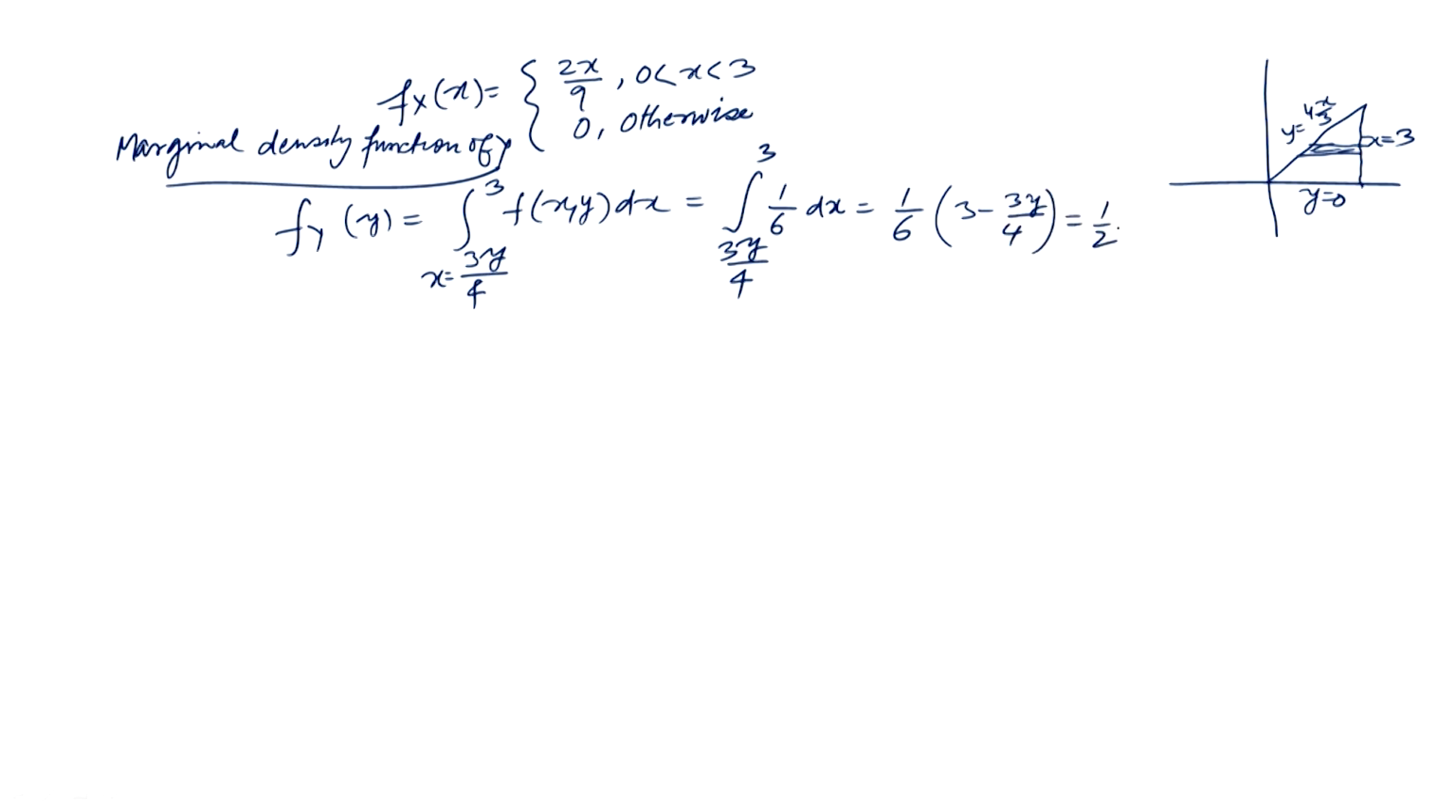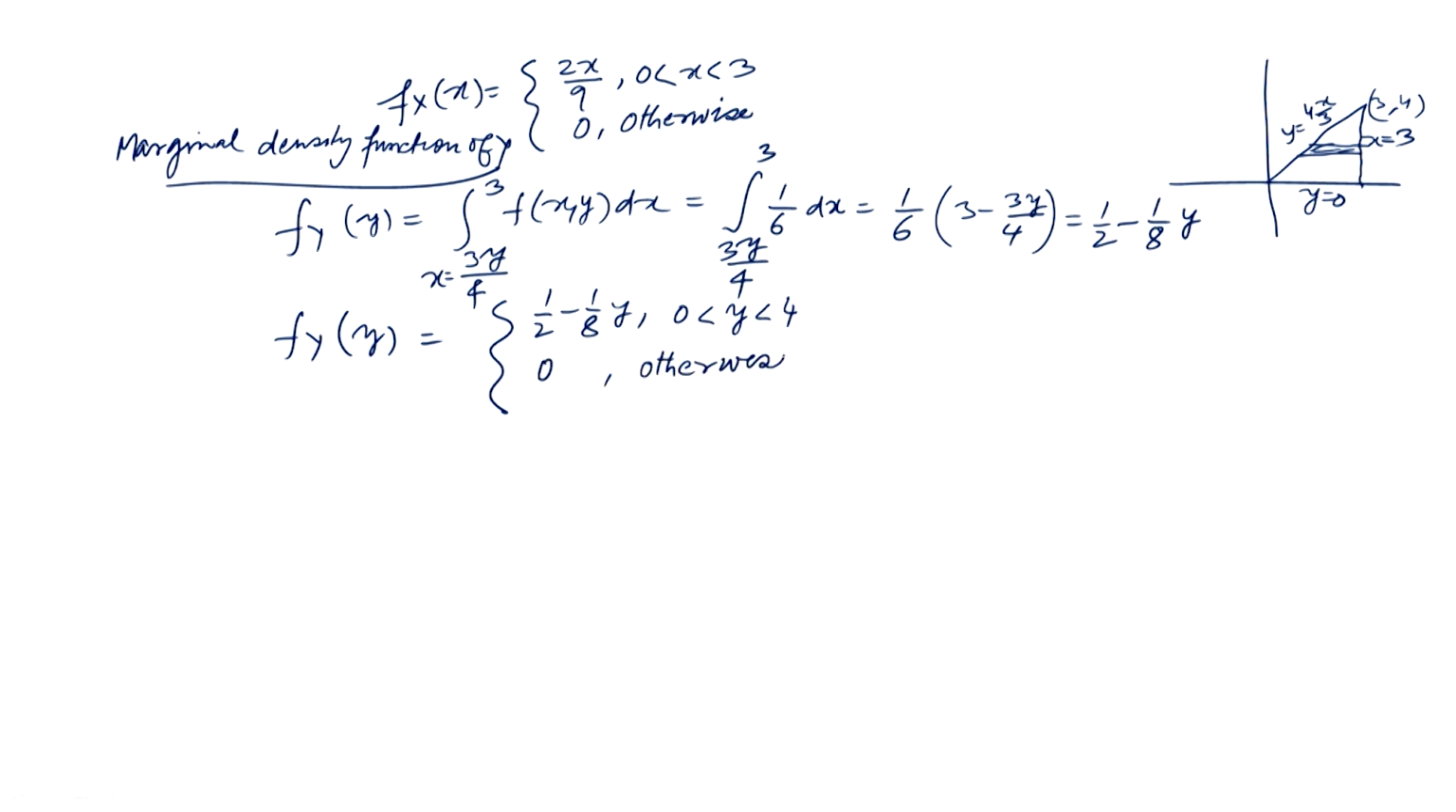So, this is 1/2 minus (1/8)y. So, f_Y(y) is given by 1/2 minus (1/8)y when 0 is less than y less than 4. Y lies between 0 and 4, this is the point (3, 4), and 0 otherwise.